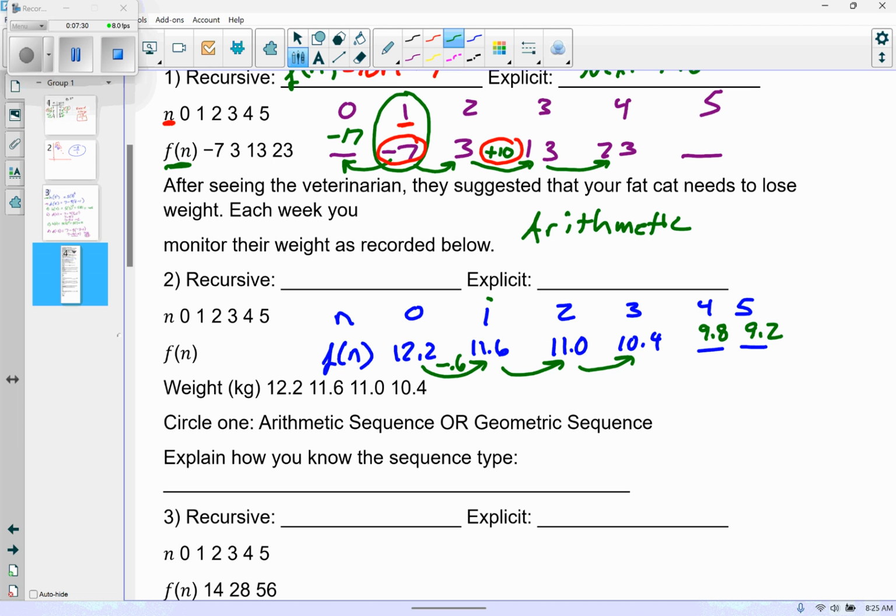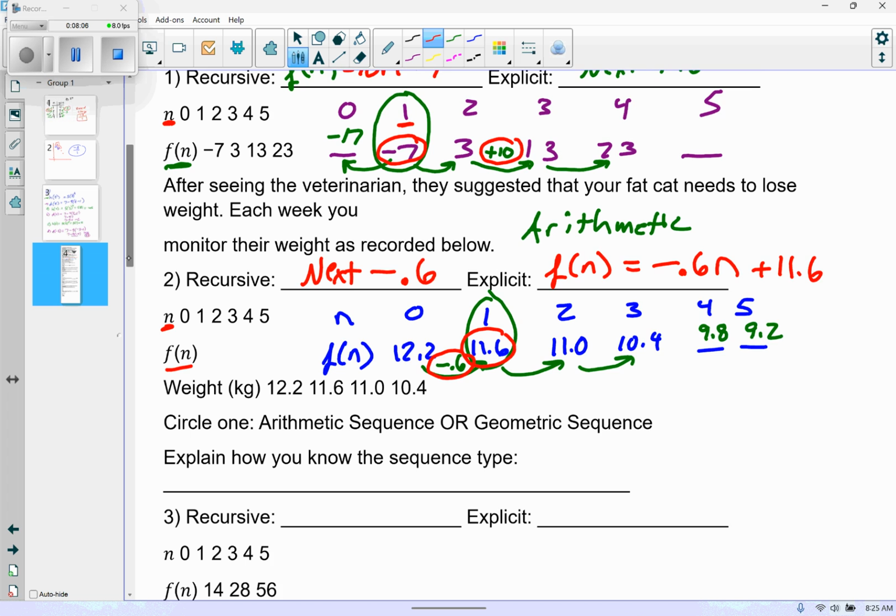So a few things I want to look at. This is my first term and my difference. So my recursive function is going to be next minus 0.6. My explicit, we're going to use f at n because I have that, is equal to negative 0.6n. The reason I'm using the n is that I have that. And then plus 11.6 because of that first term there.